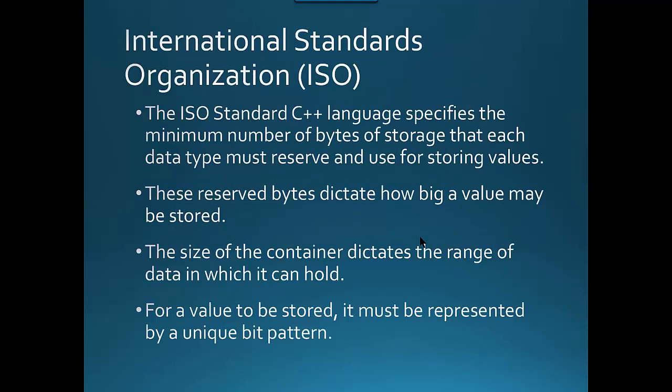Now you can imagine if multiple people were making C++ compilers and they didn't have a standard to build their data types, they might build all sorts of data types. The International Standards Organization sets the standards for C++ and have defined what the standard types are for C++. So no matter which compiler you use, you will use the same data type.